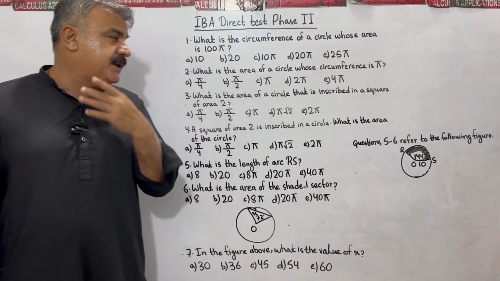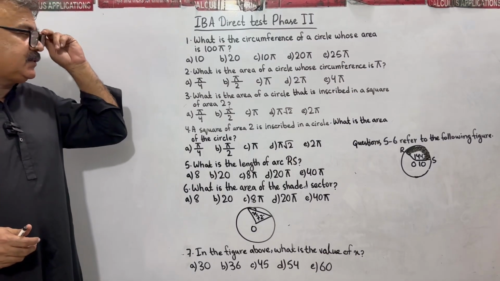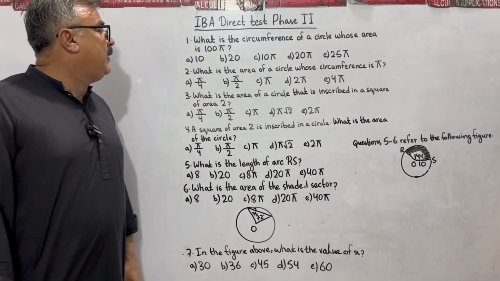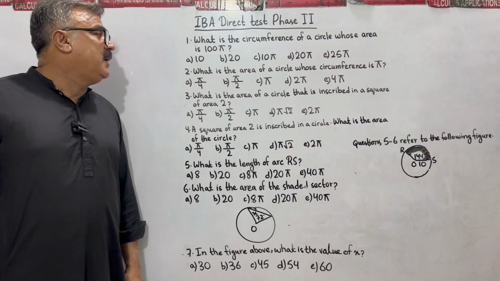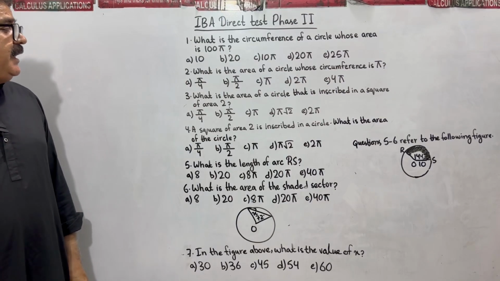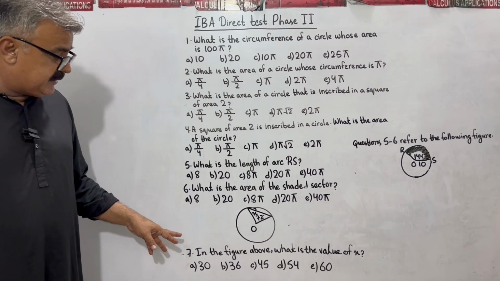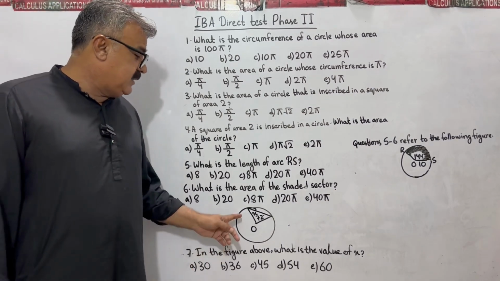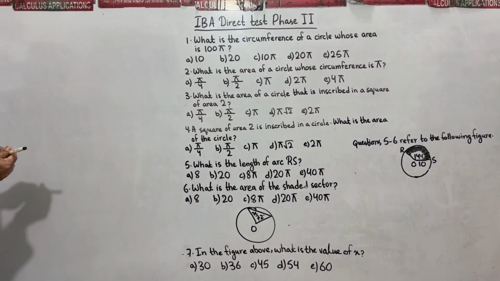Today's topic is based upon the circle: the formulas to be utilized in the case of a circle. The terms involved are the radius, the relation between radius and diameter, circumference, area of a circle, how to find the area of a sector, as well as the length of an arc on the circle. Question number one.